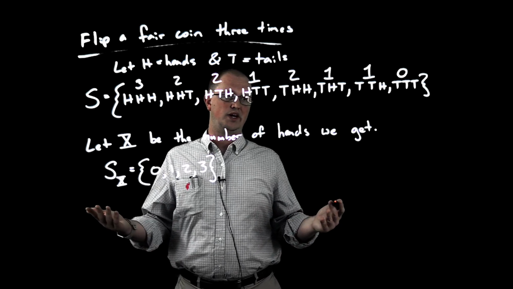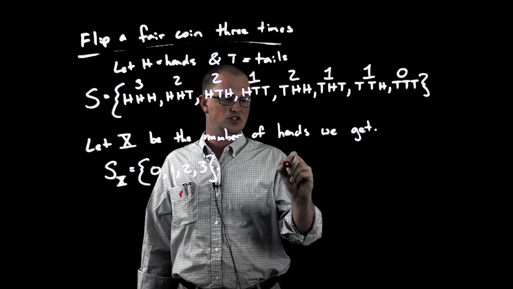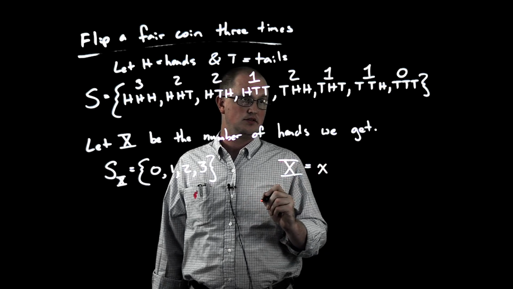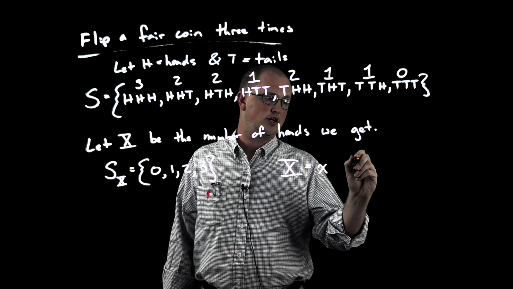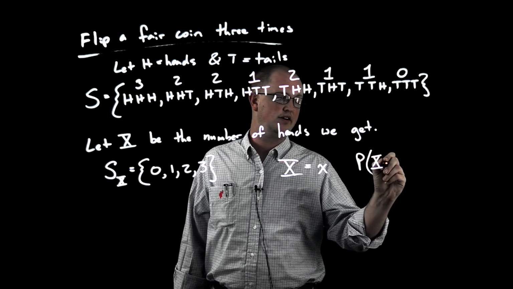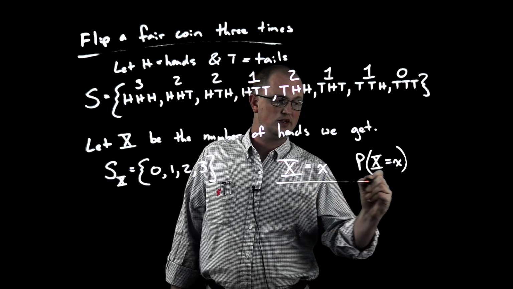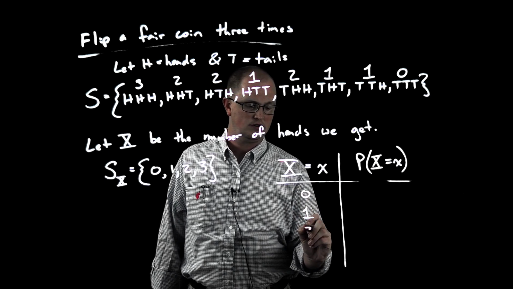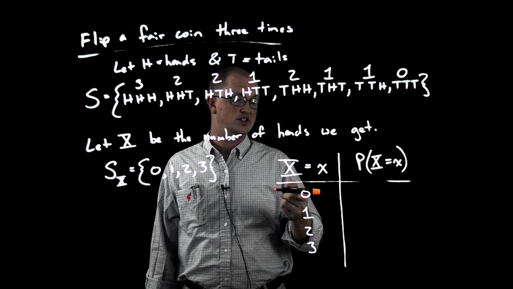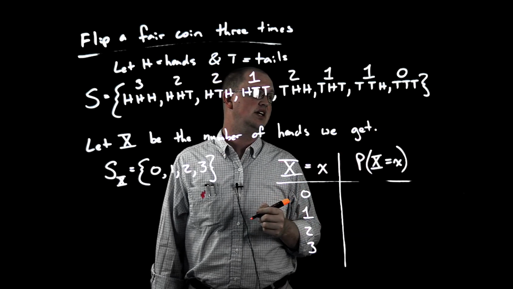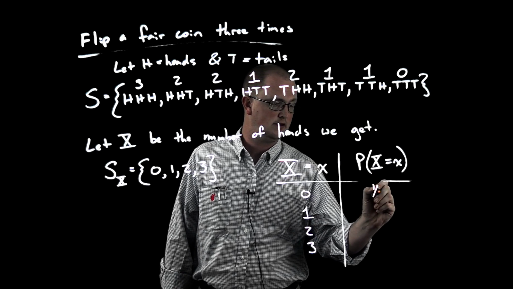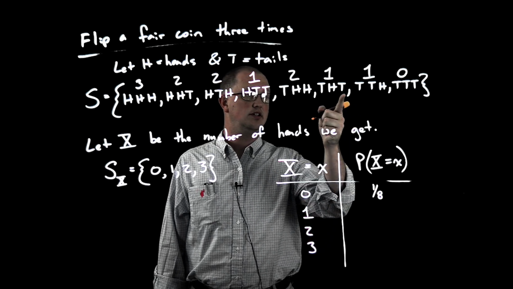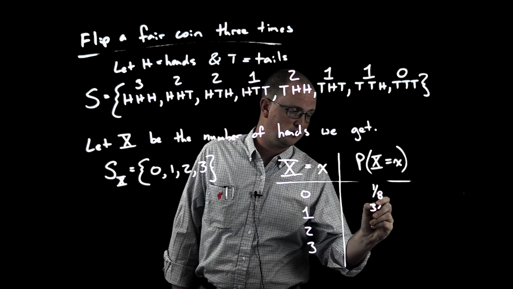So let's write down what we have so far. For our random variable x being equal to some value little x, remember the value is going to be little x. We want to talk about what's the probability of the random variable being equal to that. So we said the different values that the random variable could take are 0, 1, 2, or 3. And we already said that 0, the only way that can happen is with tails, tails, tails, so that's 1 in 8. And we said that the way that 1 could happen is this outcome, this one, or this one. So that's 3 in 8.